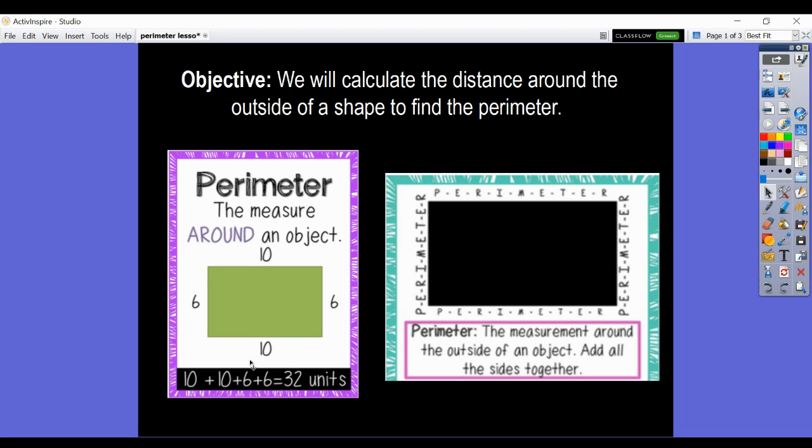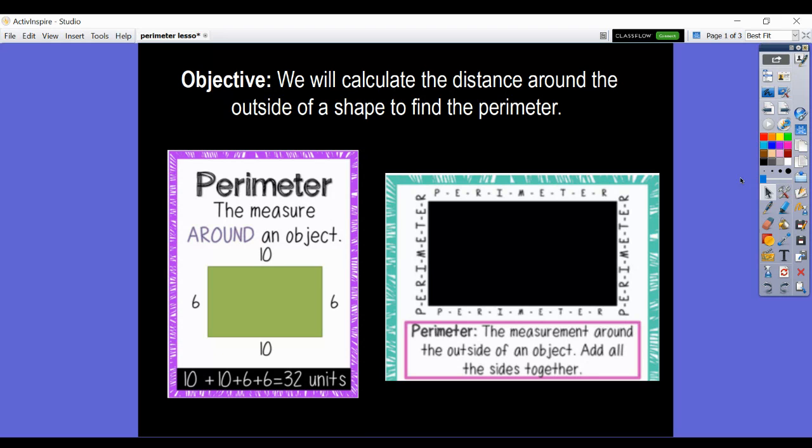On the top and the bottom, they are both 10 units long. On the left and the right, they are both 6 units long. So in order to find the perimeter, I would take 10 plus 10, which is the top plus the bottom, plus the left and the right side, which are both 6 plus 6. And that would be 32 units.